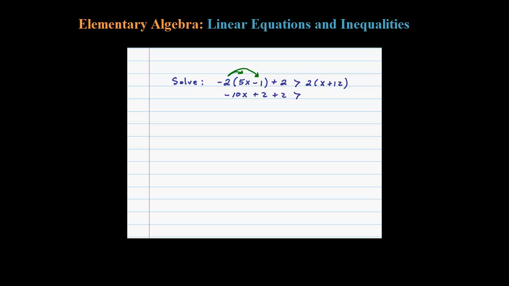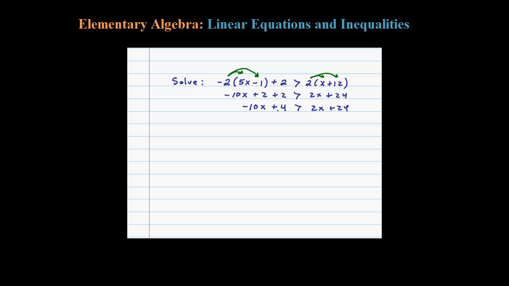Now let's distribute the 2 here. 2 times x is 2x. 2 times 12 is 24. Okay, so now I have same side like terms. I like to take care of those first. -10x plus 4 should be greater than 2x plus 24.